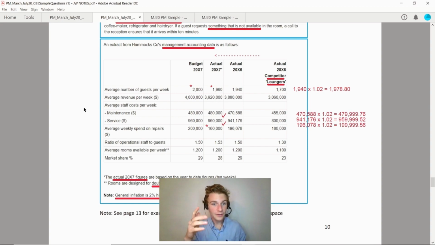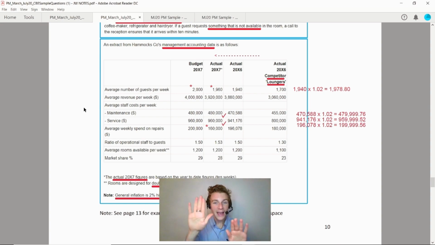Then we've got staff costs, so we've got maintenance and service, lovely on there. How much we've got on repairs, operational staff to guest in terms of ratio. So this is again where you're thinking, can I get into a point the competitors' figures versus our figures, and to show that we are better or worse. That is what the actual external examiner is wanting from you here. I can sense it. But ratio of operational staff to guests.